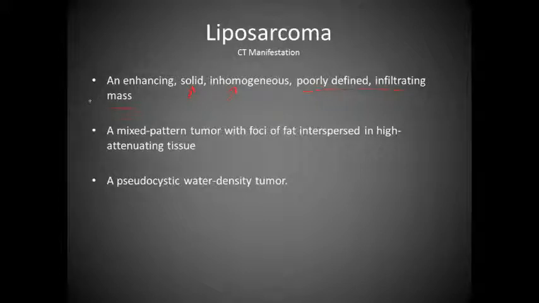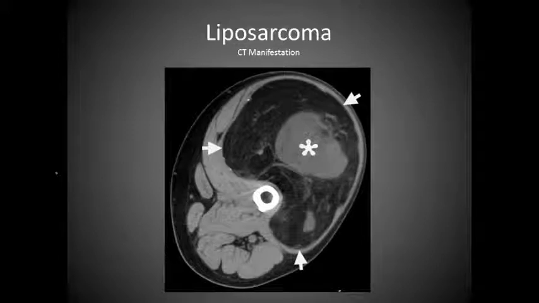It's like it has progressed into other areas, so it's very hard to kind of distinguish. Or we're going to look for fat interspersed in high attenuating tissue, and we'll see that in some of our images.